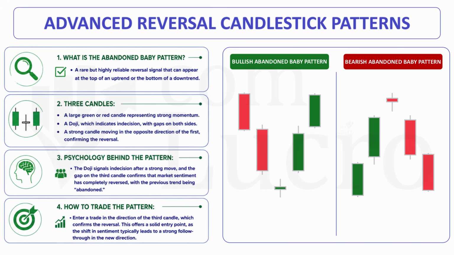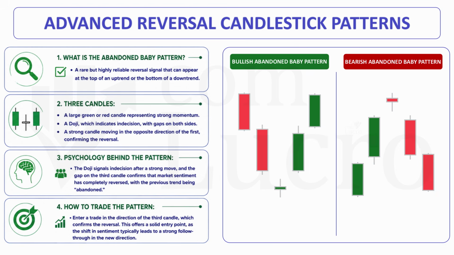Next up is the abandoned baby pattern, which is a rare but highly reliable reversal signal appearing at both the top of an uptrend or the bottom of a downtrend. Structurally, the abandoned baby consists of three candles. The key feature of this pattern is the middle candle, which is a doji. This means the open and close are nearly identical, indicating indecision in the market. This doji is isolated by gaps on both sides.